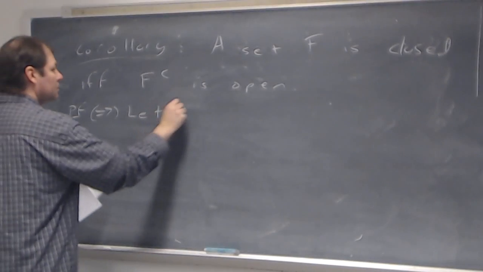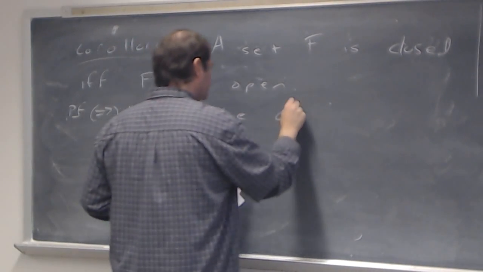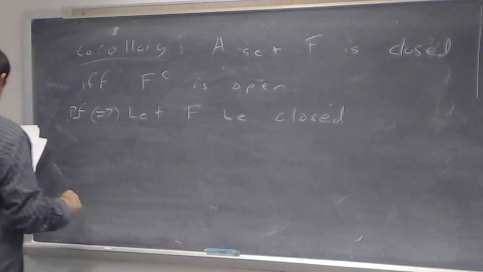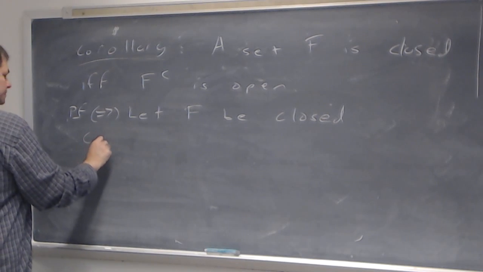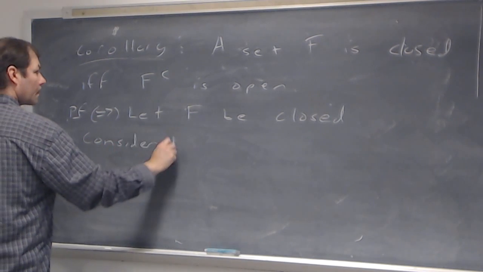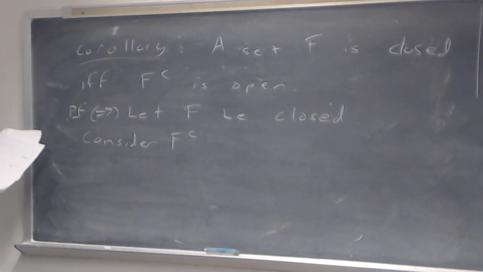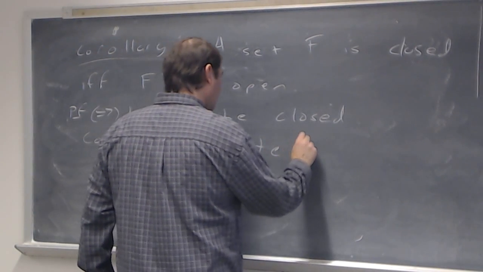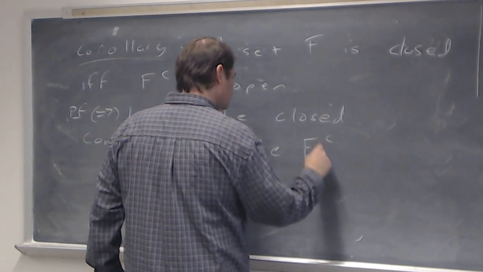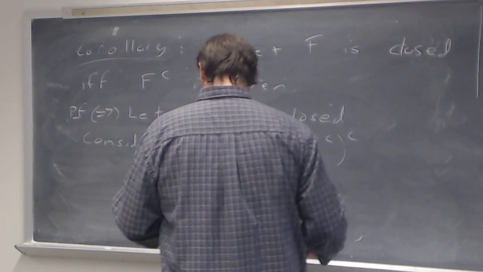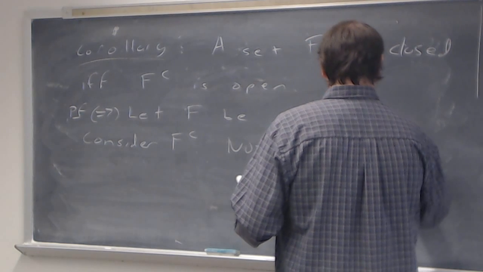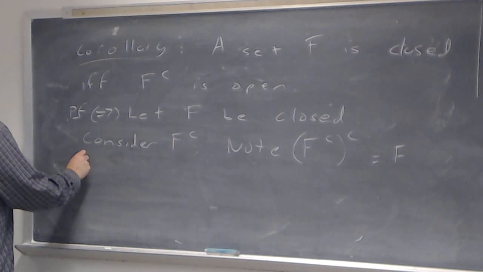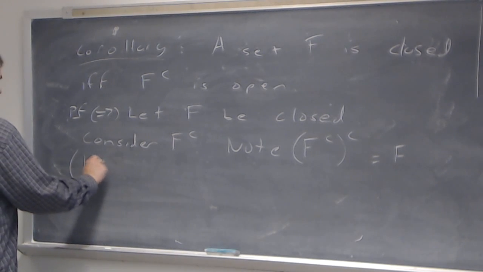Let F be closed. Now consider F complement, okay? Now here's the first thing I want us to know. Note that the complement of F complement is equal to F. That's kind of a claim here, but I'll prove it very quickly. In parentheses I'll prove this.